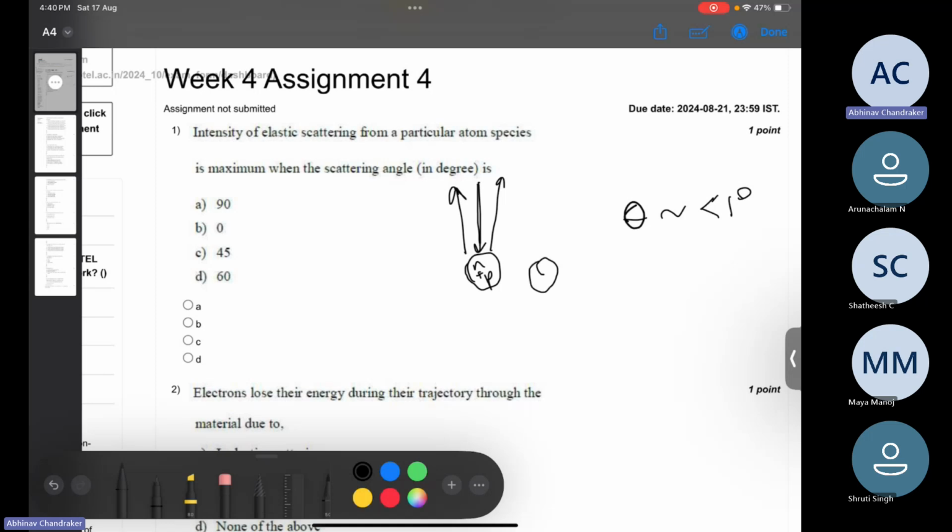But if the electron is at a distance, then depending on how far it is from the nucleus, the angle will be much lower, right? This is understandable, right? This is basic Coulombic repulsion. Since most electrons will be farther away from the nuclei, most of the scattering will be at very small angles, and the maximum scattering will be at almost 0 degrees. Makes sense?